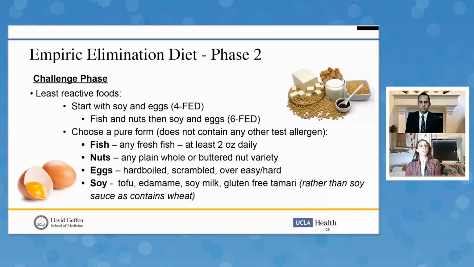So in terms of the challenge phase, we start with the least restrictive foods. In a 4-food elimination diet, we would do soy and eggs. In a 6-food elimination diet, we would do fish and nuts, and then move to soy and eggs. And we always want to make sure that the patient is choosing a very pure form of the food, so we don't want it to have multiple allergens. So for instance, if a patient was to use a soy sauce, we'd want them to go for a wheat-free, gluten-free tamari, not a regular soy sauce, as that would have 2 allergens. It would have soy and wheat in it.